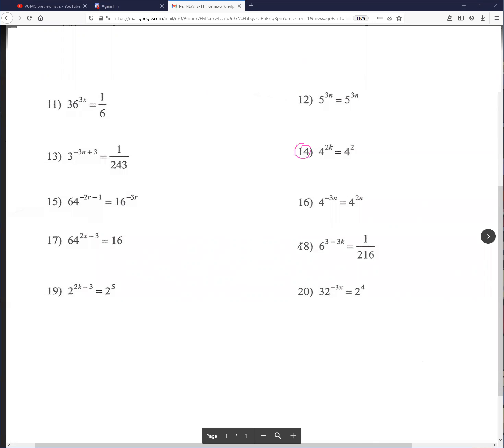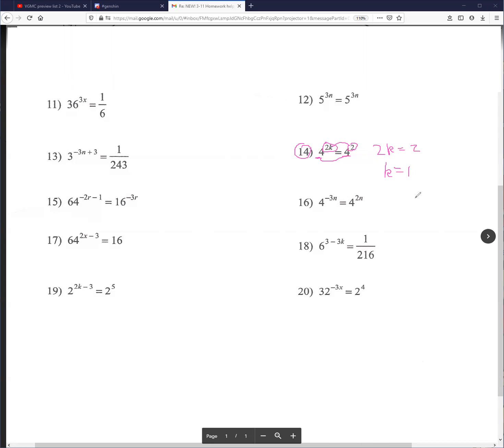Number 14 is very easy because what we're going to notice is that the bases match. So equals means is the same as. If we get the same thing on the bottom of our exponent, it stands to reason that we're going to have the same thing on the top. So in the case of 14, we're just going to say 2k equals 2 and call it a day. Well, we're also going to divide by 2 to get k equals 1. And that's going to be the entirety of how we deal with 14.